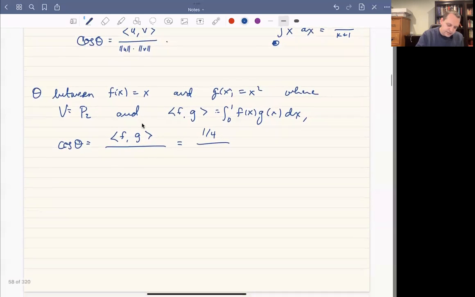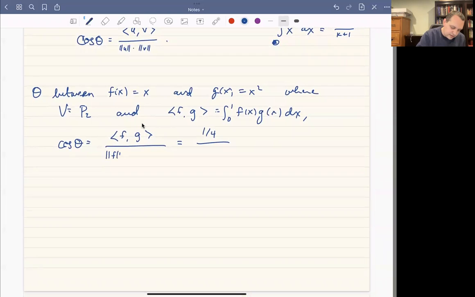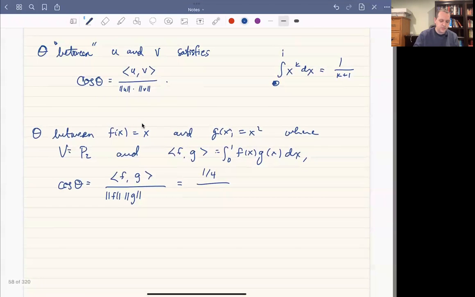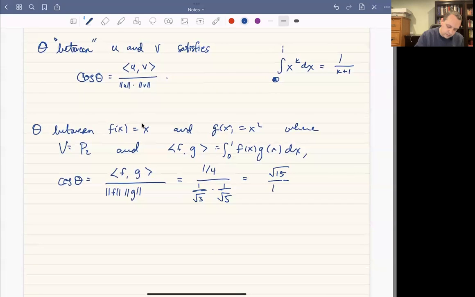And let's see, the length of the vector f and the length of the vector g. So the length of the vector f is going to be the square root of the integral of x times x. So that's going to be 1/3. So we'll get 1 over square root of 3. And the length of the vector g is going to be 1 over square root of 5. So it's going to be x squared times x squared is x to the 4th. So we get 1/5. And so all together, this is going to be square root of 15 over 16.